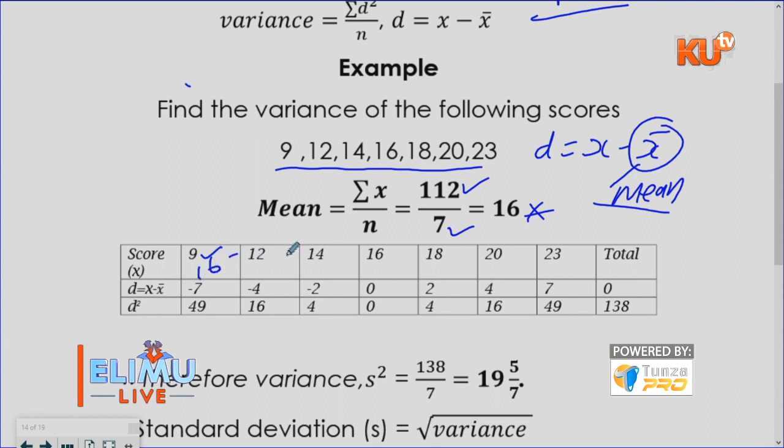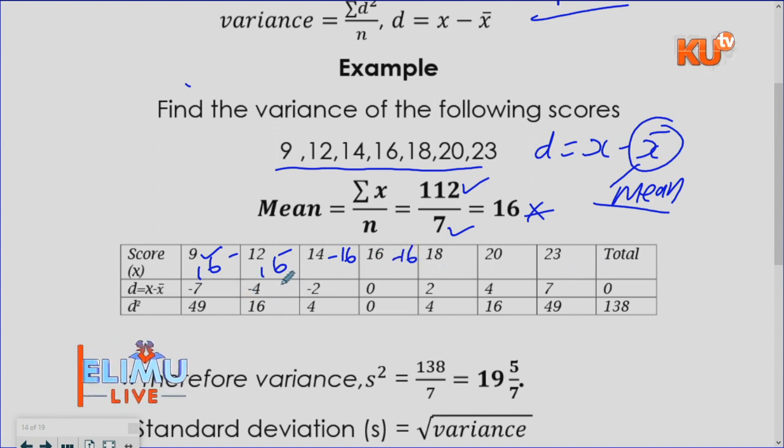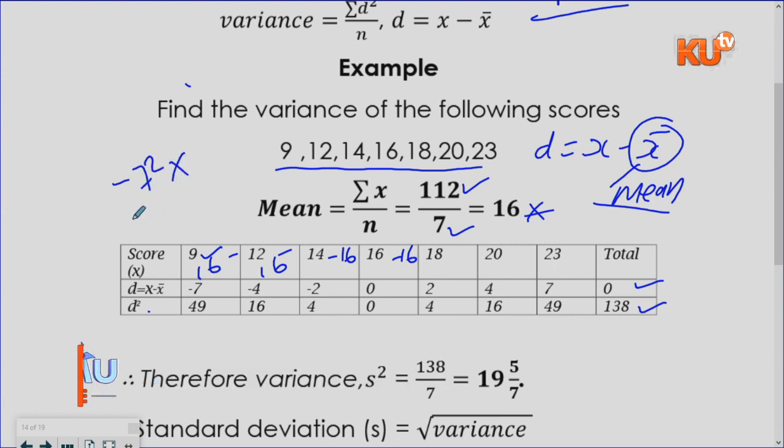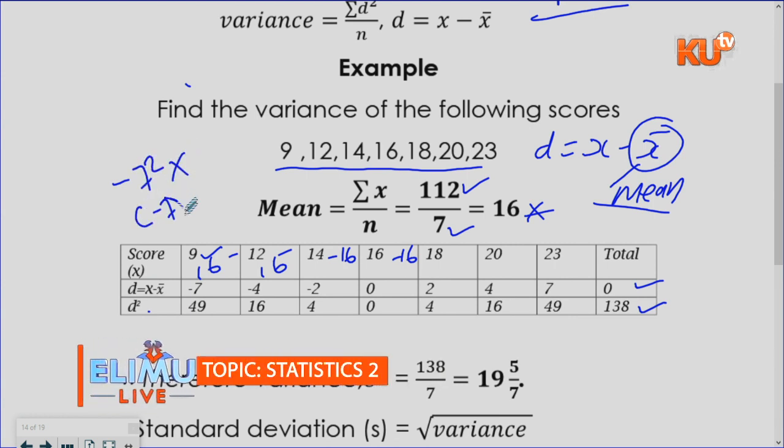So this is minus 16, minus 16, minus 16, minus 16, like that. So you'll get negative 7, negative 4, like that. Then we need the total here and the total here. Therefore, then we have D squared. D squared means square this. Be careful, you don't do this on your calculator like that. That will be wrong. So you do this, negative 7, then squared. So you'll get 49, 16, 4, like that.